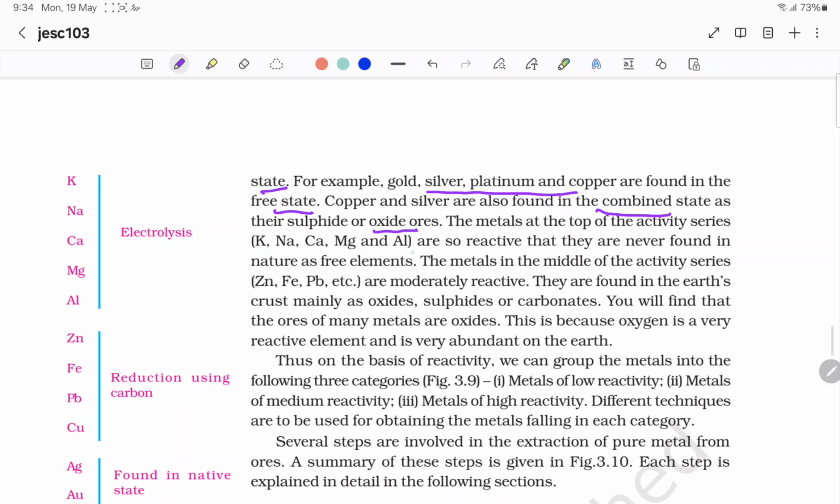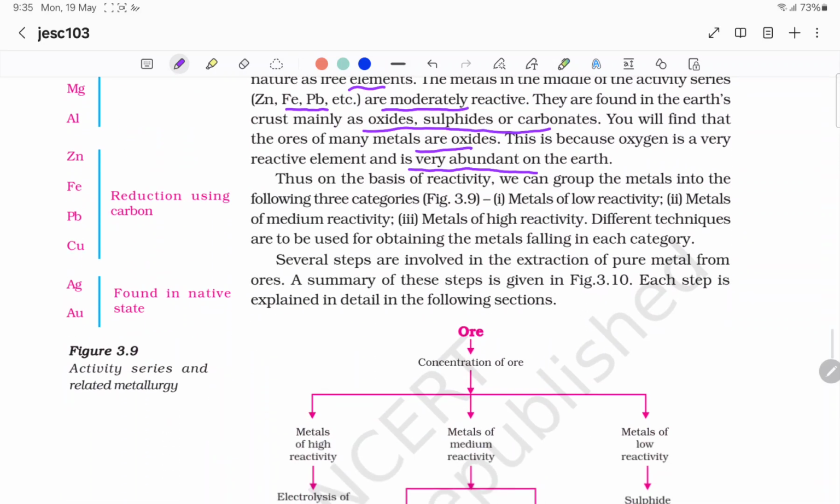or oxide ores. The metals at the top of the activity series, potassium, sodium, calcium, magnesium, aluminum, are so reactive that they are never found in nature as free elements. The metals in the middle of the activity series, zinc, iron, lead, are moderately reactive. They are found in the Earth's crust mainly as oxides, sulfides or carbonates. So you will find that the ores of many metals are oxides. This is because oxygen is a very reactive element and is very abundant on the Earth.